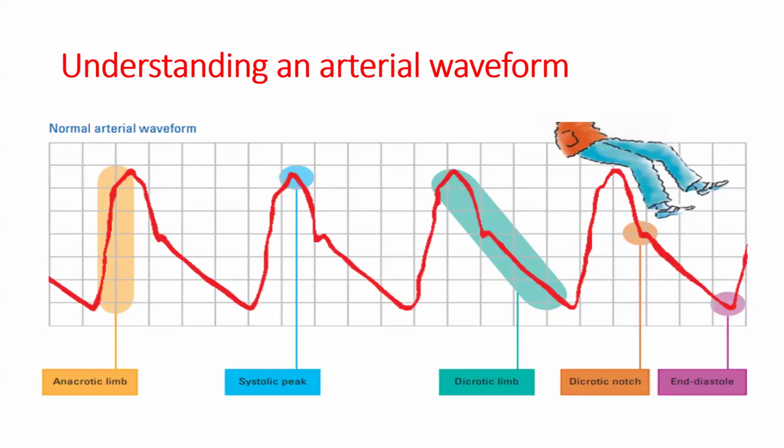Then we need to understand the arterial waveform. There are components of the arterial waveform: the anacrotic limb, systolic peak, dicrotic limb, dicrotic notch, and the end diastole. So we'll understand the meaning of this waveform.